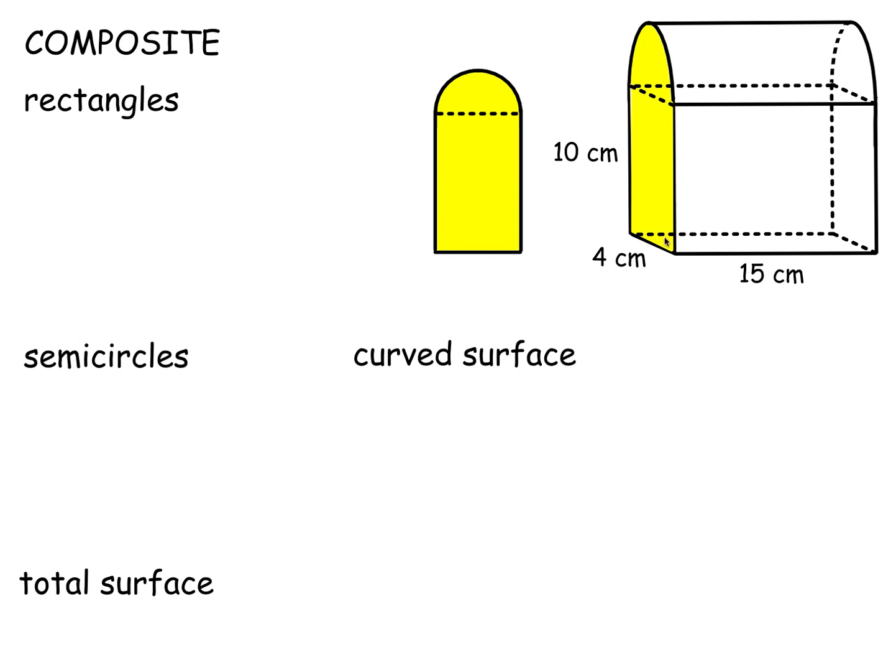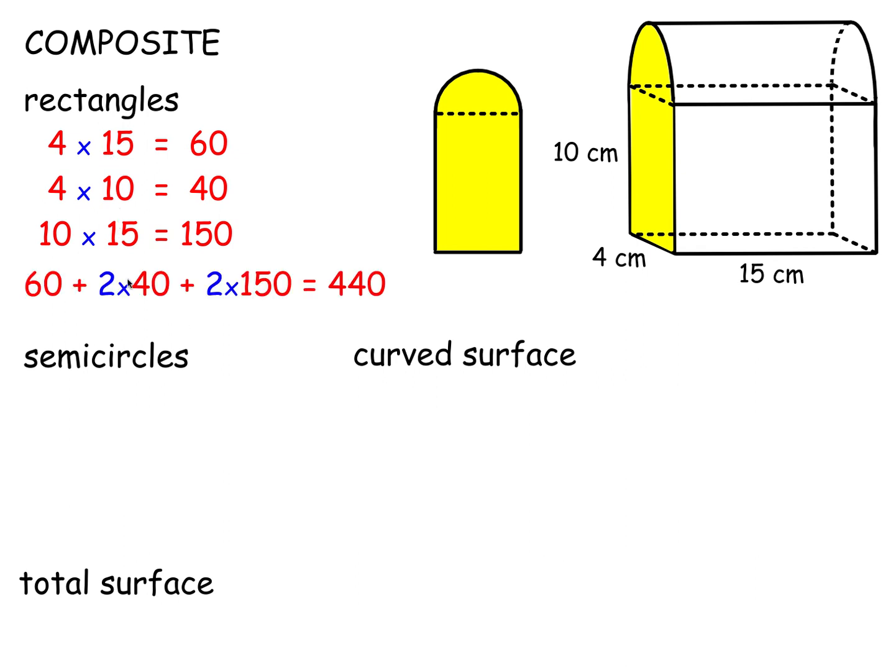You've got on the left a 4x10 and on the right a 4x10, and in the front a 10x15 and in the back a 10x15. So you've got these sizes of rectangles, but only one of the 4x15s. So you put that together, you've got one 4x15 and two of each of the others. The total area of rectangle is 440.